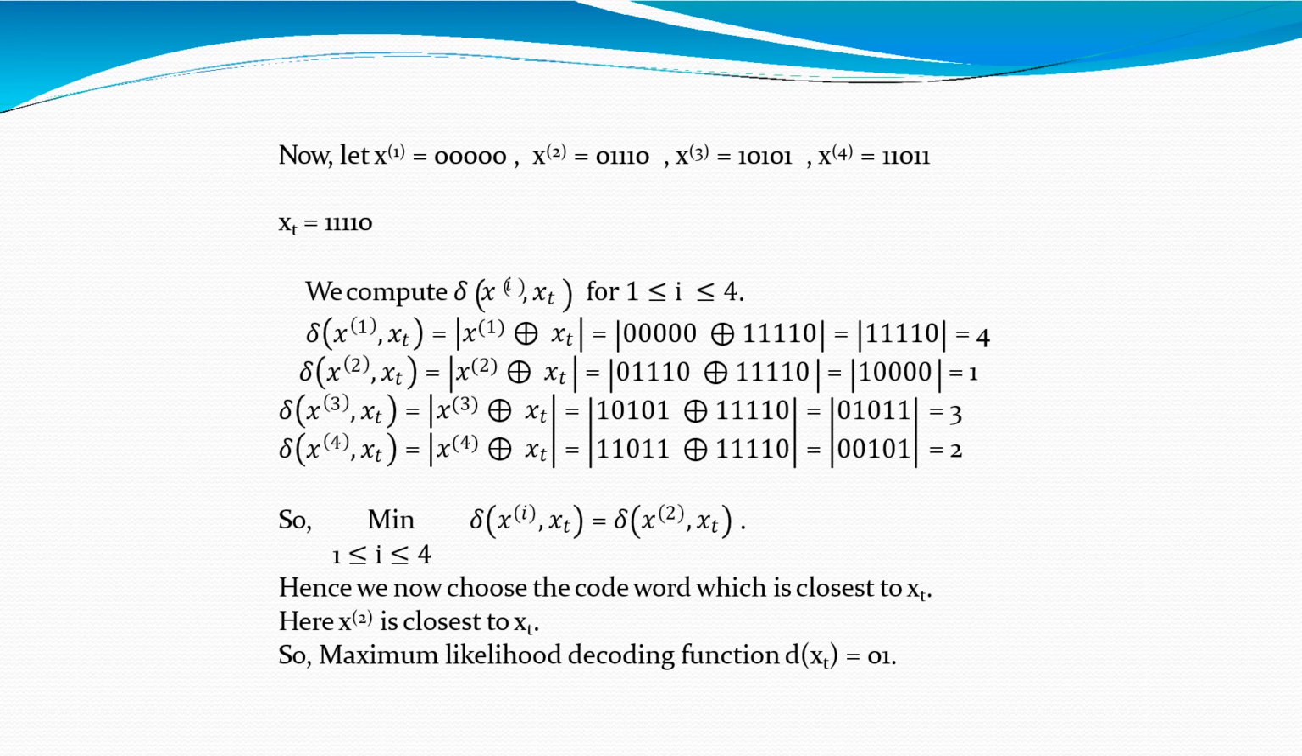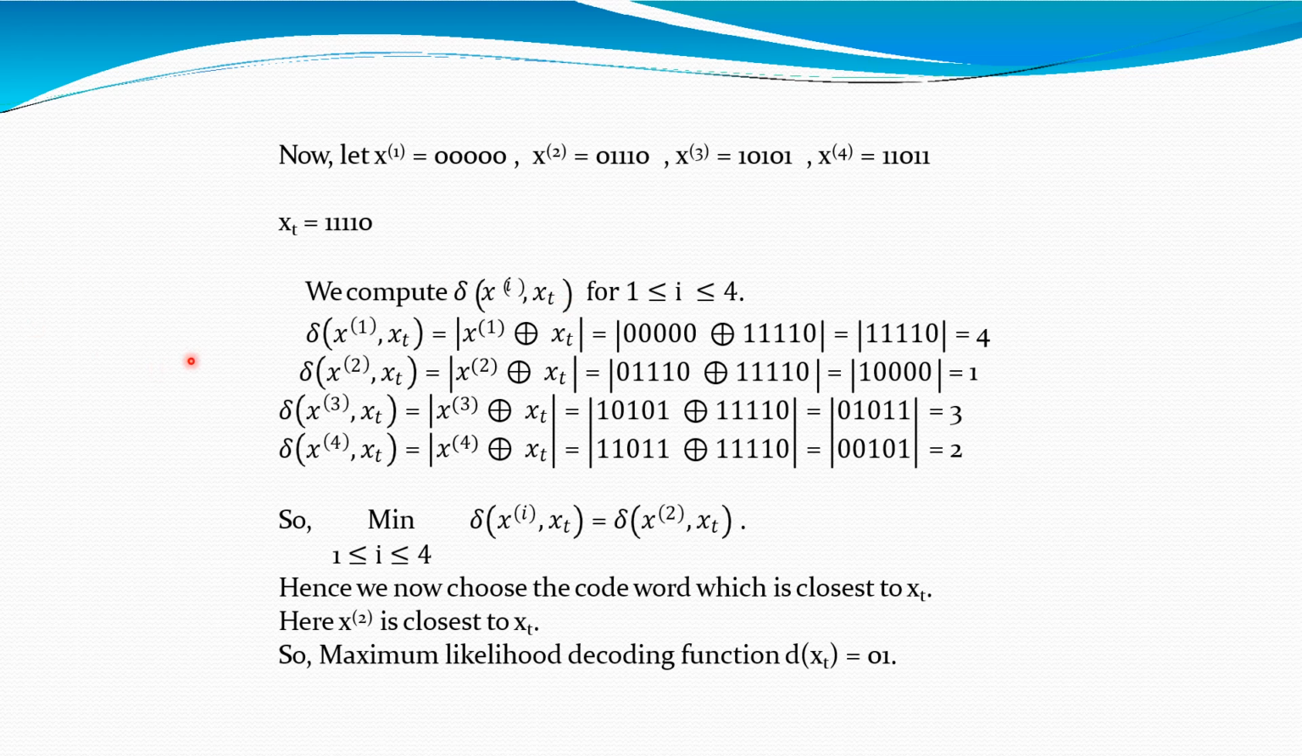Now we list all the code words in some specific order. Let x1 be equal to 00000, then x2 is 01110, x3 equal to 10101, and x4 is 11011. Now we consider received word xt as given, 11110. Now we calculate distance between x1 and xt, then x2 and xt, x3 and xt, and x4 and xt, which we have written as delta(xi, xt) for 1 less than or equal to i less than or equal to 4. Now, what is distance between two words? It is nothing but weight of x ring sum y, that is delta(x, y).